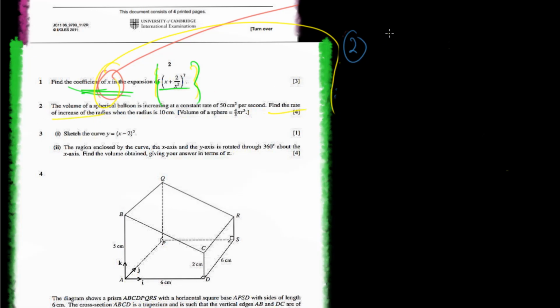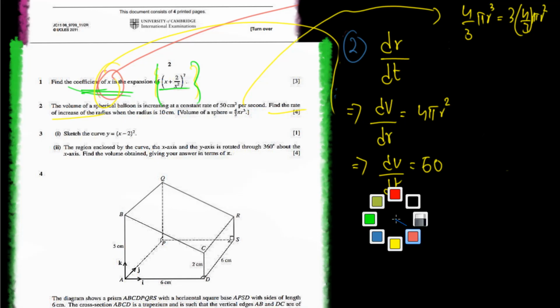So they want us to find dr by dt, the rate of increase of radius. Now, when you do that, the second thing you need to do is write down all the differentials which you already have in the question. In the question, we have one differential which is dv by dr, rate of change of volume per radius, which is basically the derivative of 4 by 3 pi r cube.